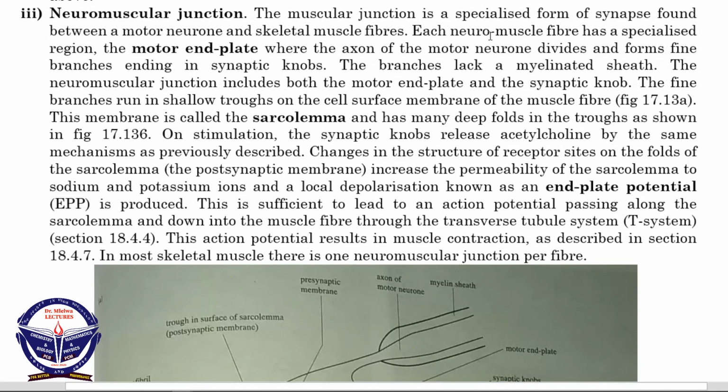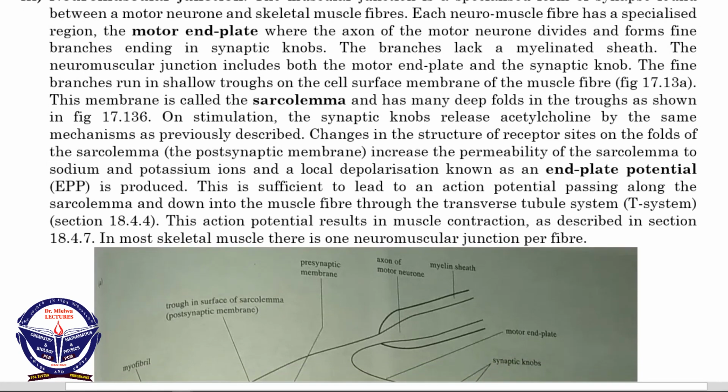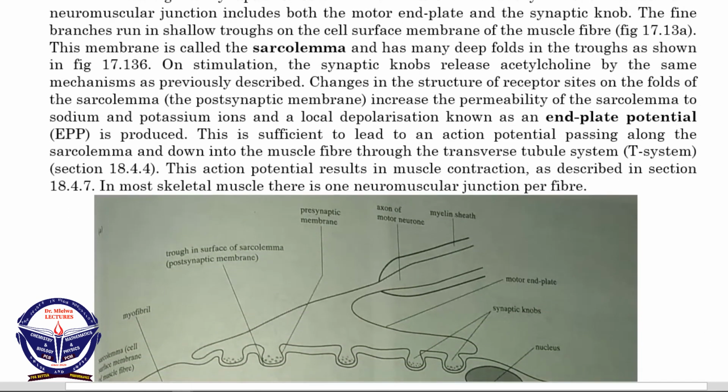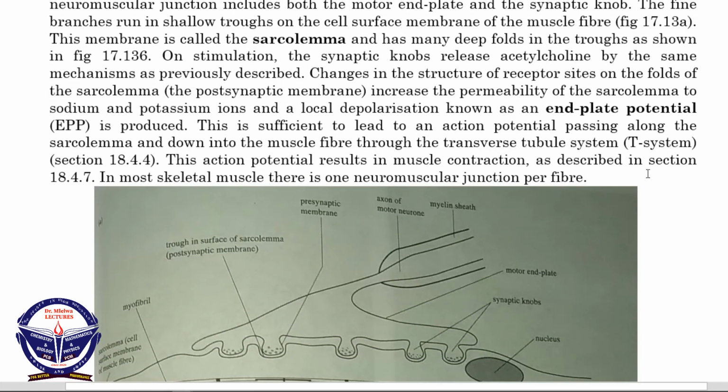Each skeletal muscle fiber has a specialized region, the motor end plate, where the axon of the motor neuron divides and forms fine branches ending in the synaptic knobs. Now the branches lack a myelin sheath. The neuromuscular junction includes both the motor end plate and the synaptic knob. So we have the diagram here which can help us to explain the structure of the neuromuscular junction.